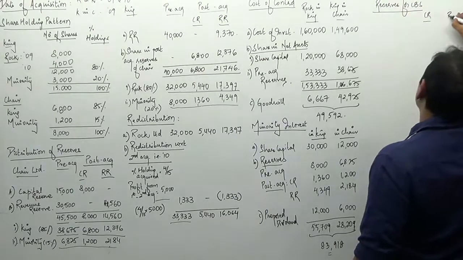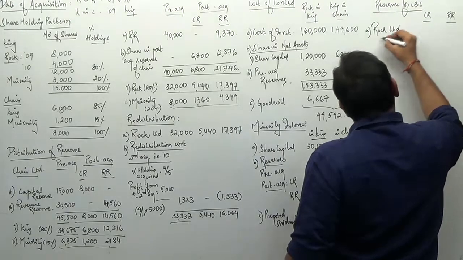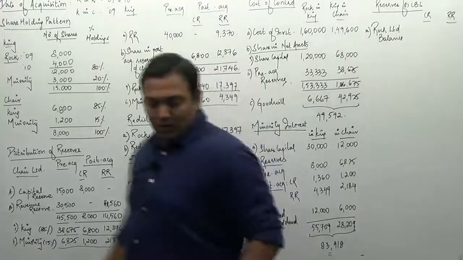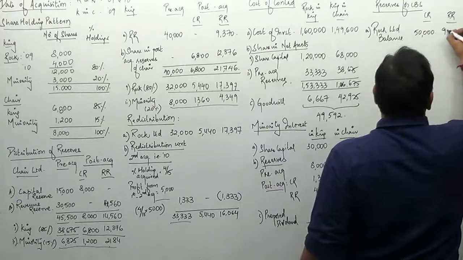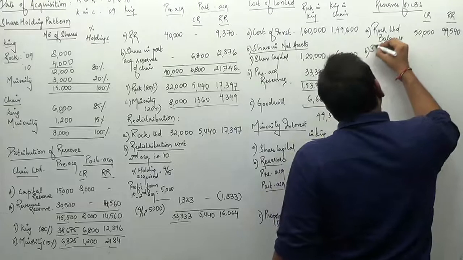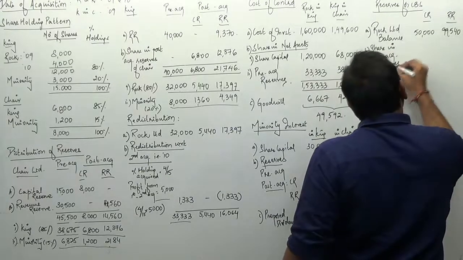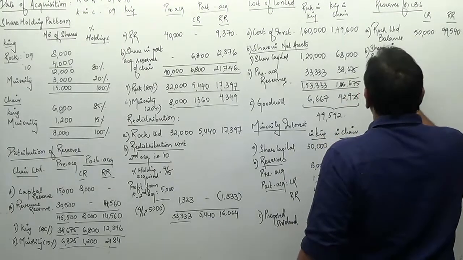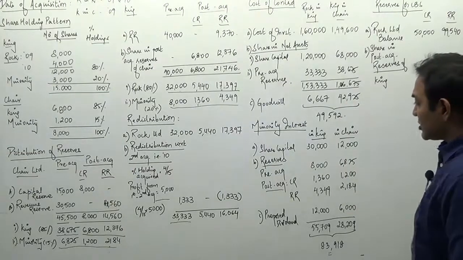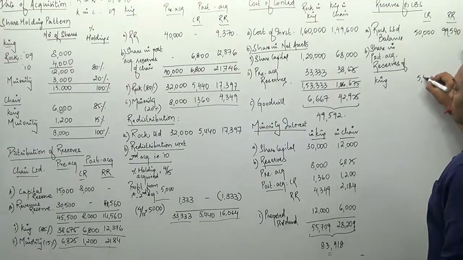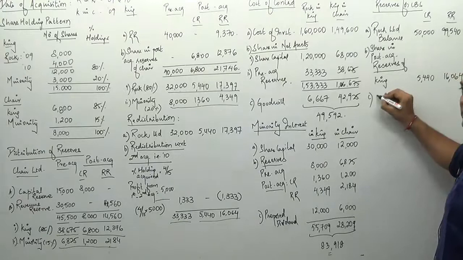Reserves for CBS, capital reserve and revenue reserve. Start with Rock Limited balance. Rock Limited balance in the reserves, 50,995.40. Share in post acquisition reserves, 5440, 16064. There is a dividend proposed by the subsidiary, so he should be receiving the dividend.